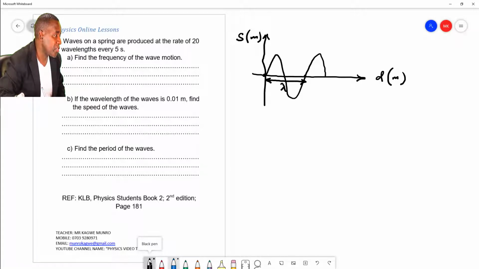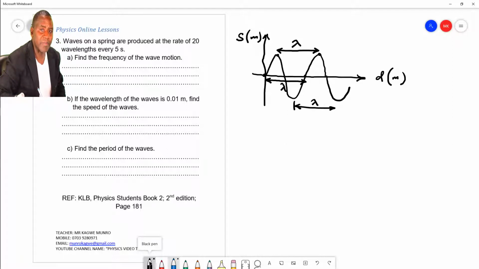Another complete oscillation is from a crest to the next crest, adjacent crests. The distance between two adjacent crests is also a wavelength. The distance between a trough and the next one, let me just add a wave there. There's a trough there, there's this other trough here. Again, this is the wavelength. So there are several ways in which you can get the wavelength from a displacement-distance graph.